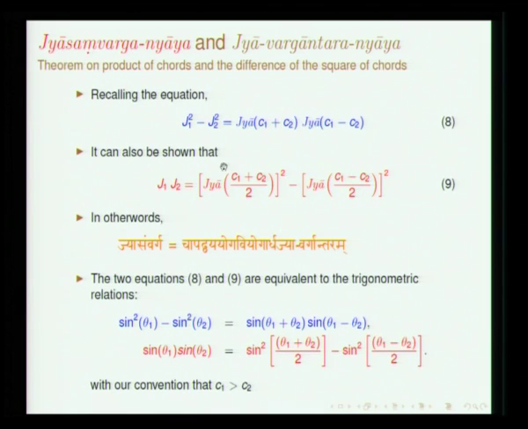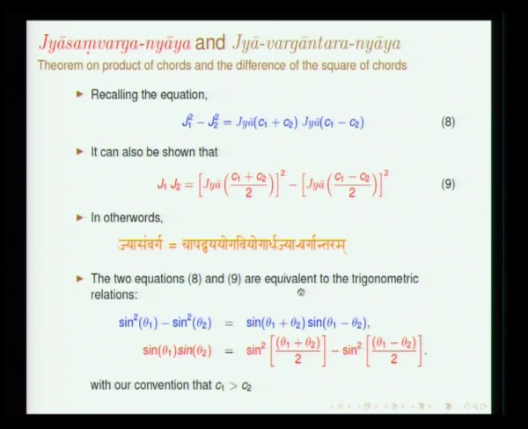terminology as well. So, here basically jya is the sine and chapa is, so we use theta and here they use chapa, arc length, okay. So, that is the difference. So, these are two known results.